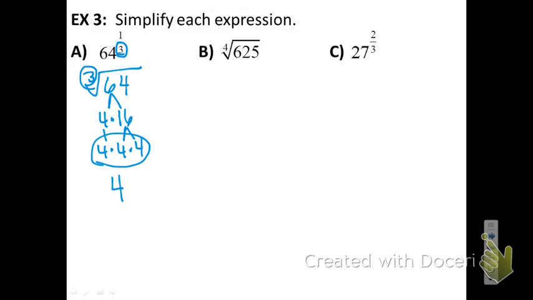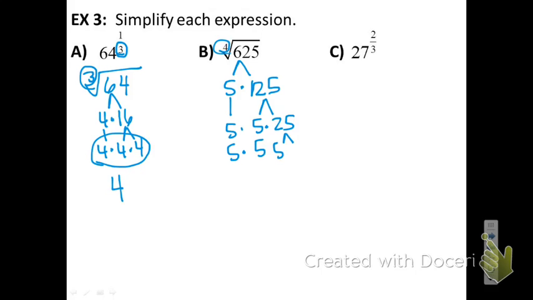On B, same idea here. We need 4 numbers. Sorry about that interruption by the intercom. Alright, so that says we need 4 of the same number. Now, I know that this is 5 times 125. Now, because this ends in 5, I know that I can still divide by 5. So if I divide this by 5, I get 5 times 25. And I'm going to bring that 5 down. And this I can do again because I know that 25 breaks down to 5 times 5. So here you can see we have 4, and we need 4, so the fourth root of 625 is 5.